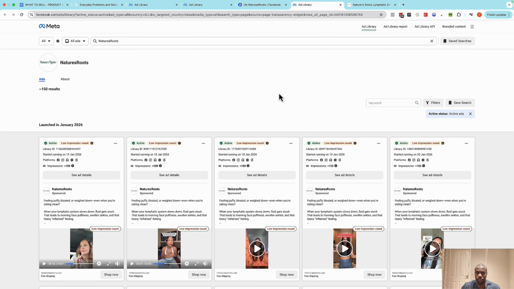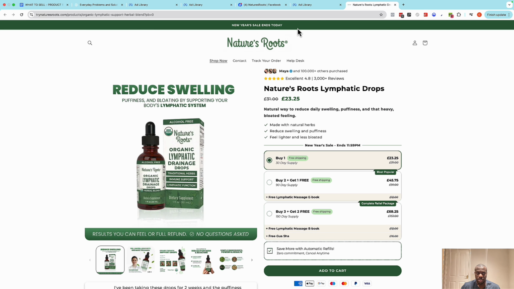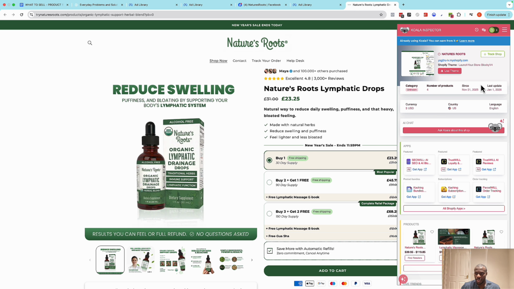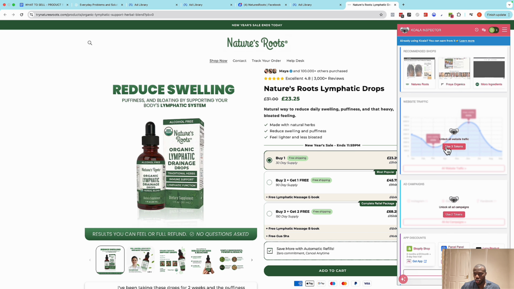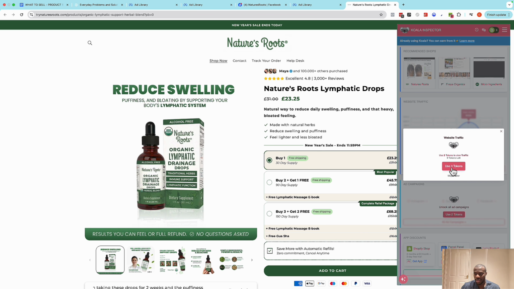So to further our search and see, I think they're using a Shopify store. There's this tool called Color Inspector. It shows you the traffic coming in from different stores. So I'm just going to check their traffic. Okay, so I'm going to use my token here to unlock the website traffic and see if they're actually getting a lot of traffic.